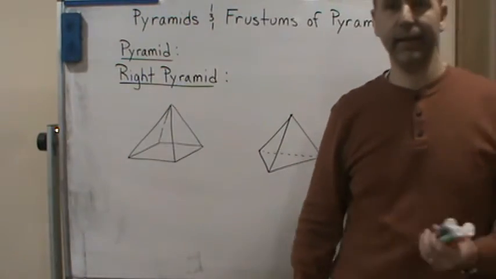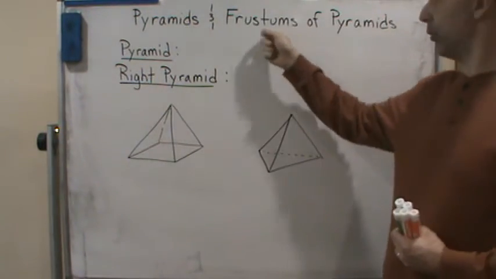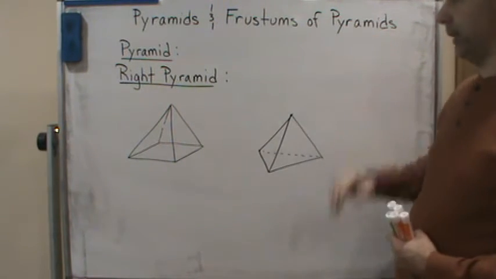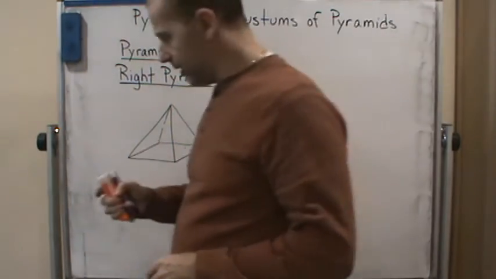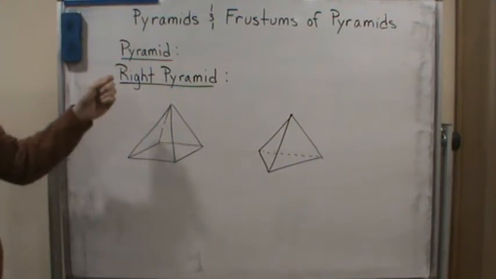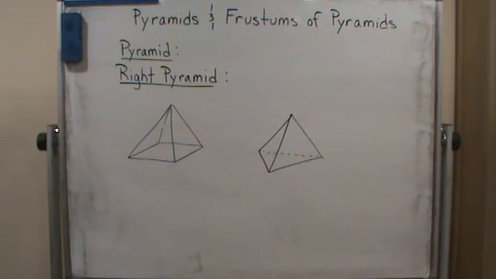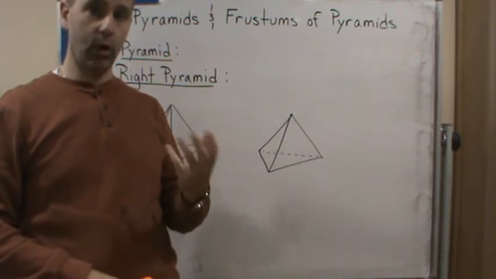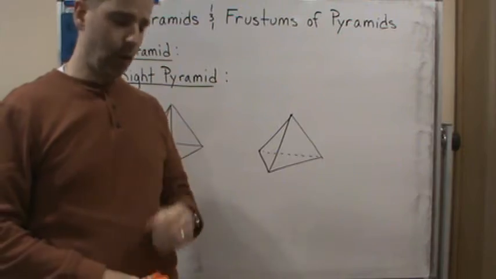Okay, so welcome back, and now we're going to start talking about pyramids and what we call frustums of pyramids. So what is a pyramid? The definition of a pyramid, again, just make sure you write this down. The definition of a pyramid is anything that has at least 3 lateral faces and a base, and the lateral faces will taper to a single point called an apex. Okay, that's what we call a pyramid.